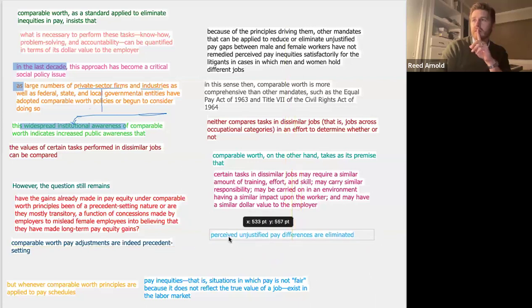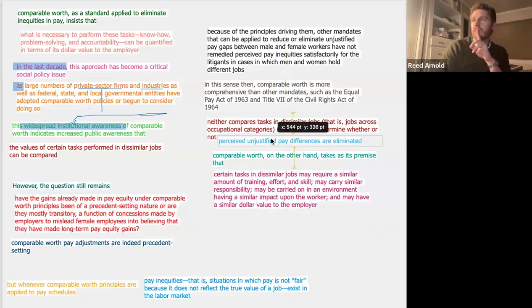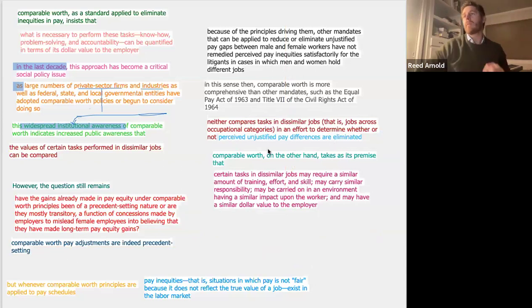I don't know where this clause fits. Perceived unjustified pay differences are eliminated. Here. Yeah. These two things don't compare similar jobs to determine whether or not pay differences are eliminated. That makes sense to me. Okay, we're doing better.